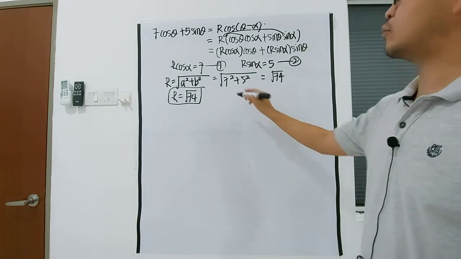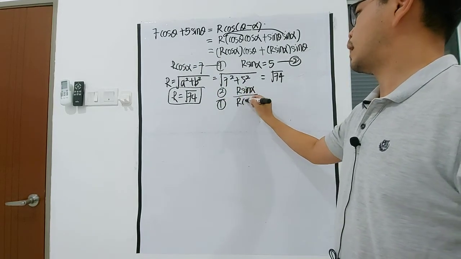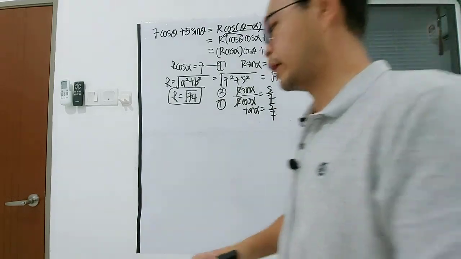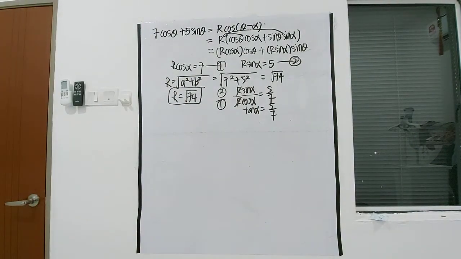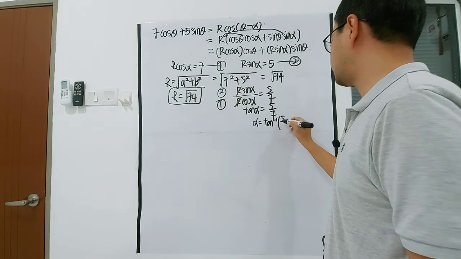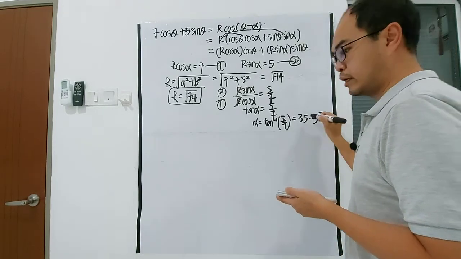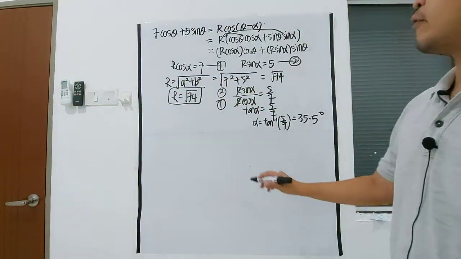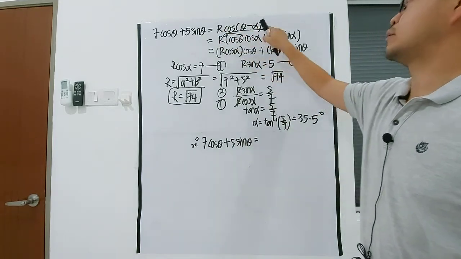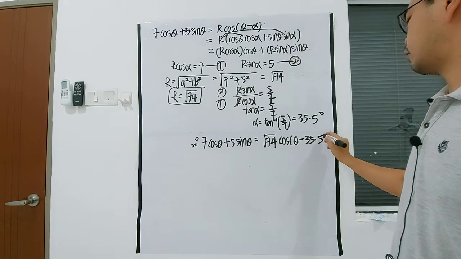It's time for you to find alpha. You will take equation 2 divided by equation 1 to get tangent. So r sin alpha over r cos alpha equals 5 over 7, which gives you sine over cos, which is tangent alpha. Then you got your alpha to be arctangent of 5 over 7, which gives you 35.5 degrees. So finally, we have expressed 7 cos theta plus 5 sin theta in a single trigonometric expression: square root of 74 cos(theta minus 35.5 degrees).